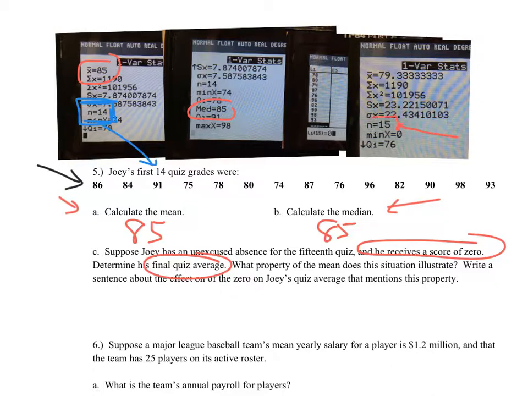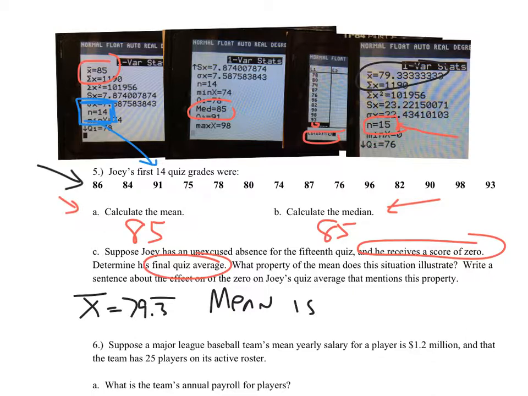So now I have 15 test grades. I entered in as the 15th number in the list 0, and here his average, the x bar, is 79.3. Now what property of the mean does this illustrate? Well, basically what happens is the mean is heavily influenced by what we call in math outliers, data values that lie outside of the norm.